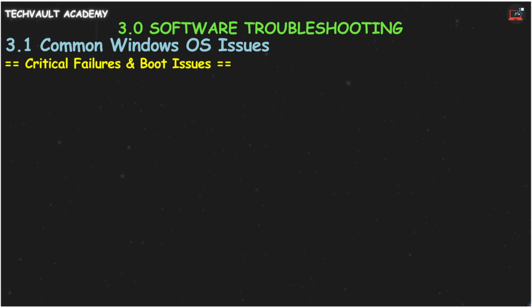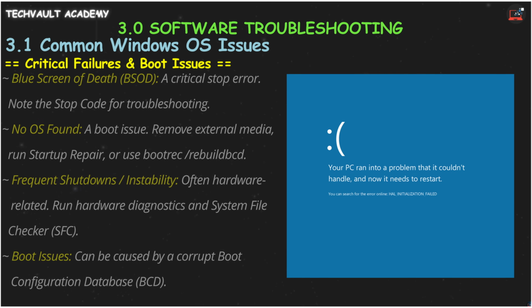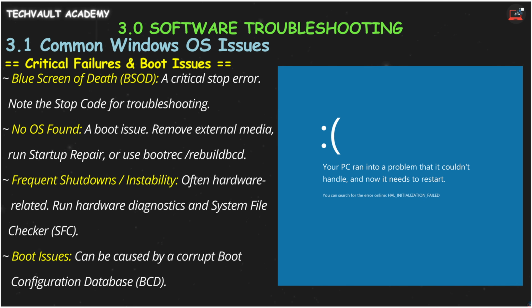First up, the most infamous error of all, the blue screen of death, or BSOD. This is a critical stop error, where the OS shuts down completely to prevent damage, usually due to bad hardware or a faulty driver. The screen will give you a stop code, which is your primary clue. If the system won't reboot, try booting to the last known good configuration or using System Restore.